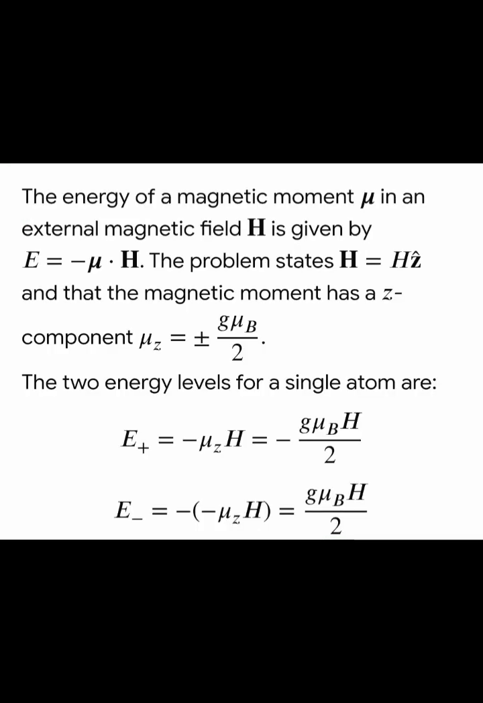So here the energy of the magnetic moment mu in an external magnetic field H is given by E is equal to minus mu dot H, and it is given that H is equal to H z cap, and we can write the Z component of the magnetic moment as mu Z is equal to plus or minus g mu B by 2. So the two energy levels for a single atom are, for E plus, equal to minus mu Z into H, and this is equal to minus g mu B H by 2, and E minus is equal to minus of minus mu Z H, which is equal to g mu B H by 2.